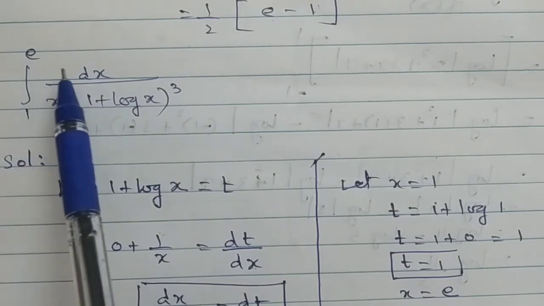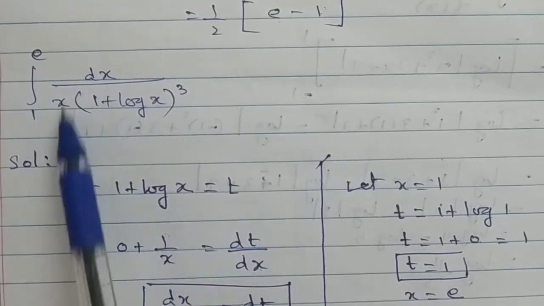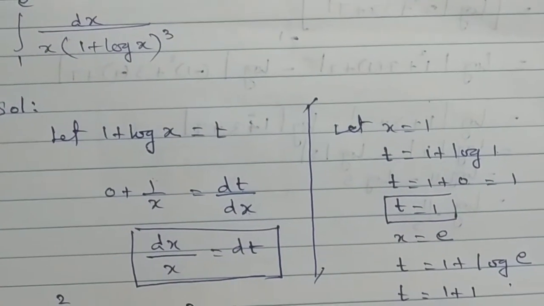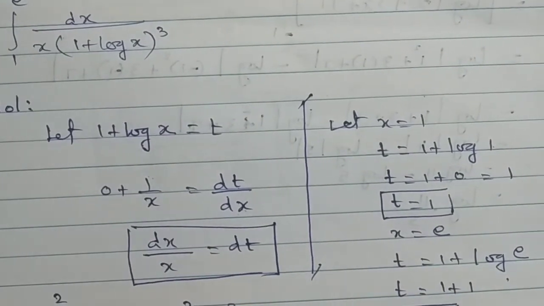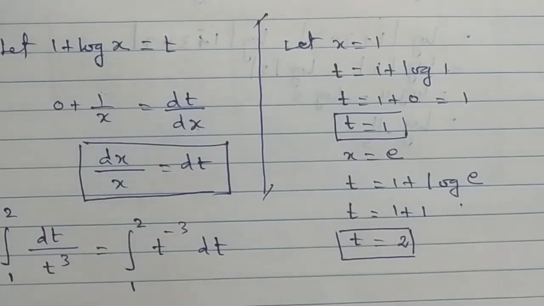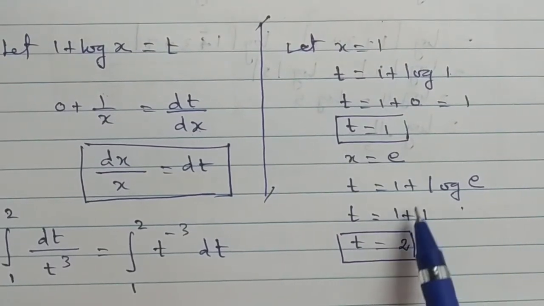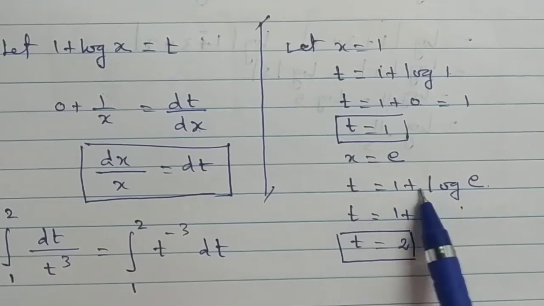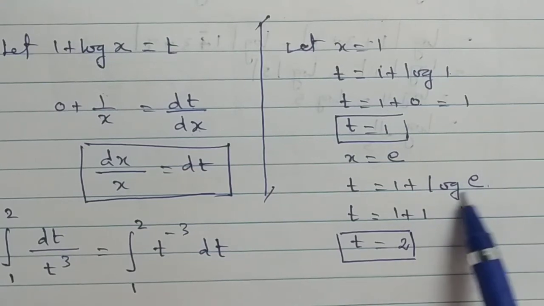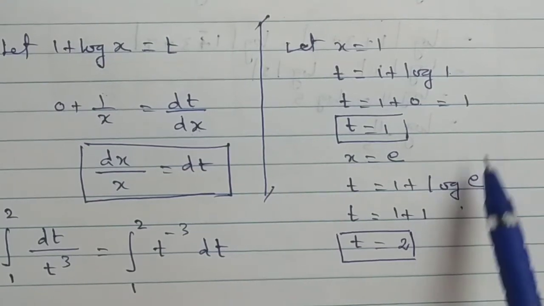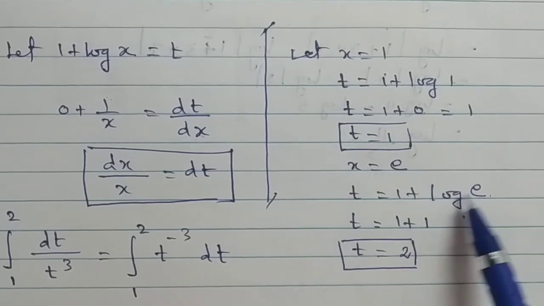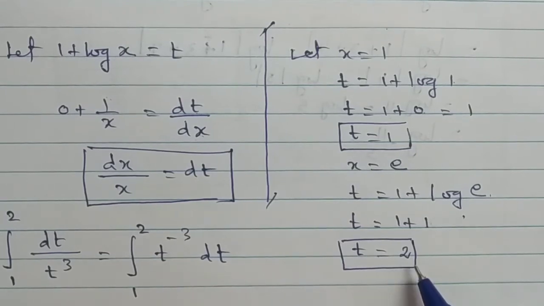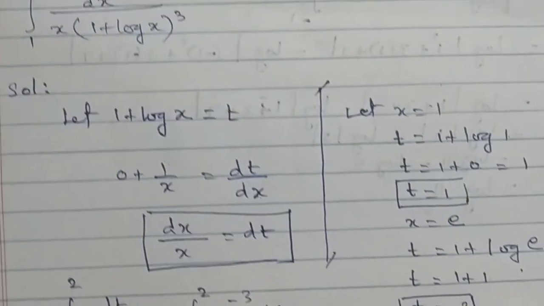Next, what is the upper limit value? Here, e. The upper limit value is e. So x is equal to e. t equal to 1 plus log x. In the place of x, substitute the value e: 1 plus log e. Log e value is 1. So 1 plus 1 is 2. t equal to 2. Now substitute here in this question.